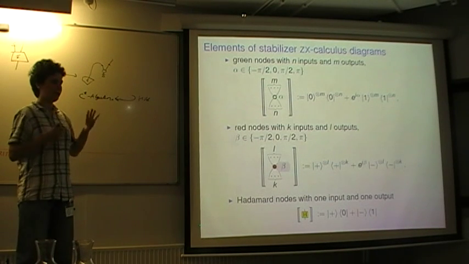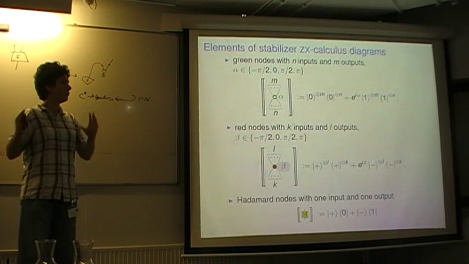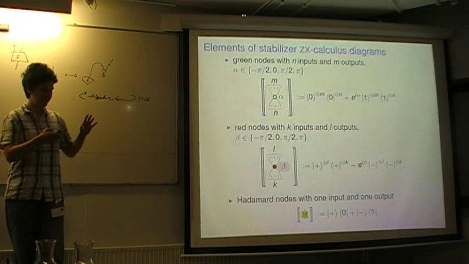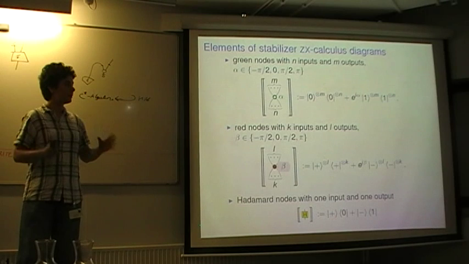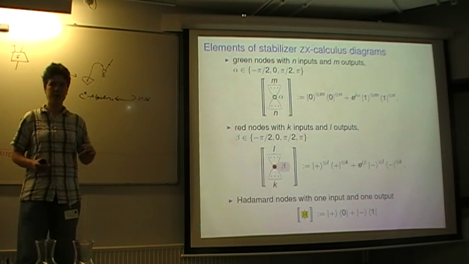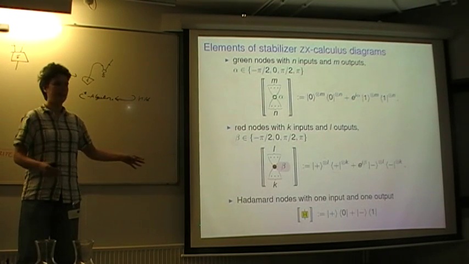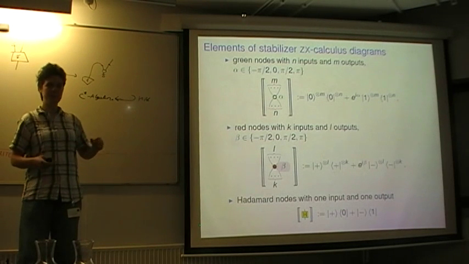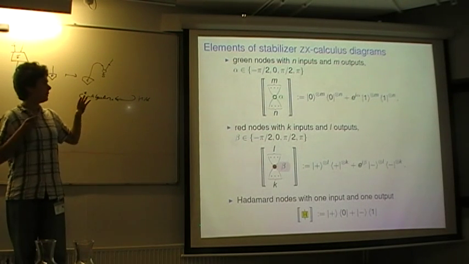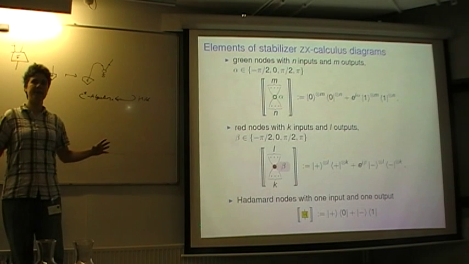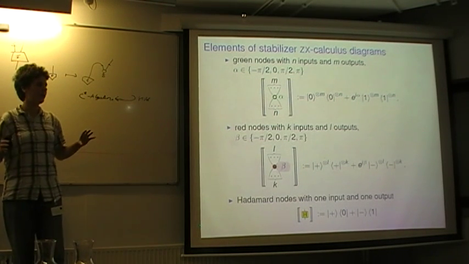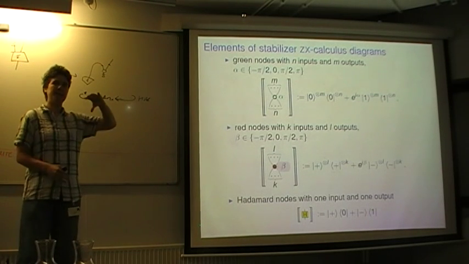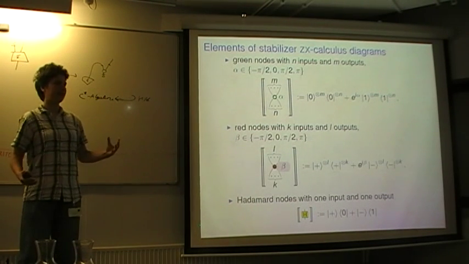I'm going to denote the map that takes diagrams into matrix representation by these double square brackets. And so the green spiders are certain maps in the computational basis. The red spiders are the corresponding maps in the Hadamard basis, and the Hadamard nodes unsurprisingly map between the two. We can use these basic elements to build more complicated ZX calculus diagrams by either putting things side by side, which corresponds to taking the tensor product of the matrices, or we can connect up inputs and outputs, which corresponds to matrix multiplication.